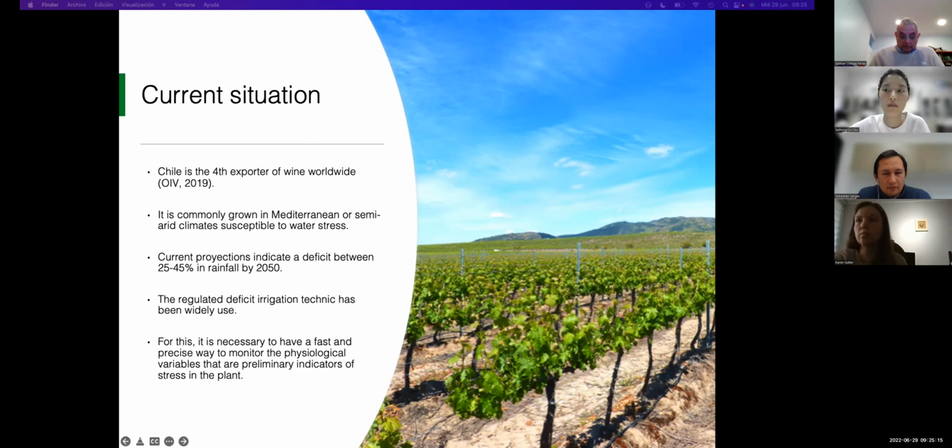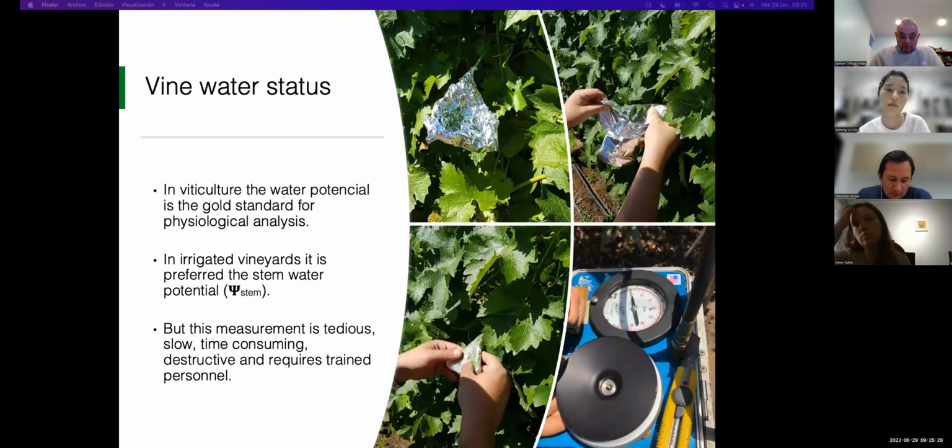And to implement these strategies, it is very important to have a fast and precise way to monitor physiological variables that are preliminary indicators of stress in the plant. In viticulture, one of the most used methodologies to monitor the water status is obtaining the water potential, which involves measuring the pressure of the sap inside the xylem through a pressure chamber. Under irrigation conditions, like here in Chile, it is preferred to use the stem water potential.